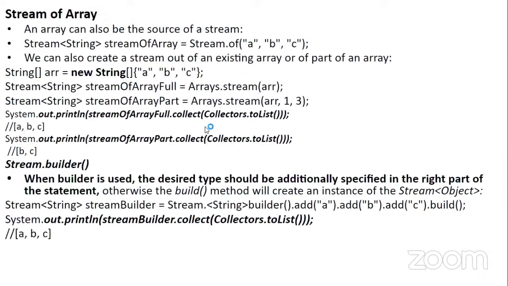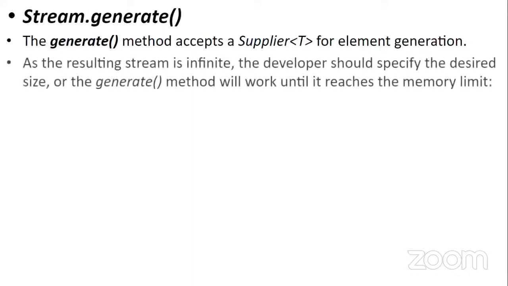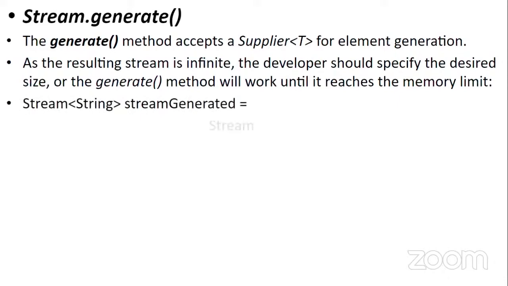So when we say generate, what exactly is generate going to do? Generate is also a method, which will take a supplier element. Generally when you have a Java collection, you have something like a separate and a supplier. You don't have to worry about that right now.